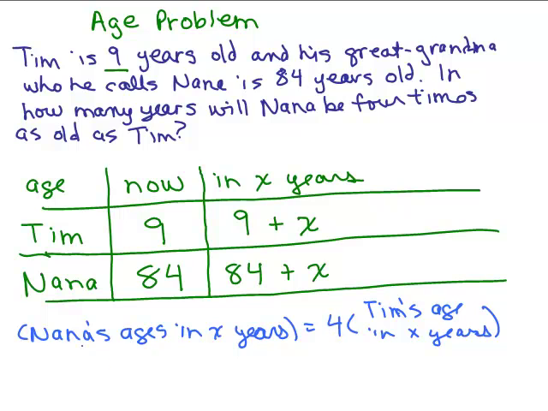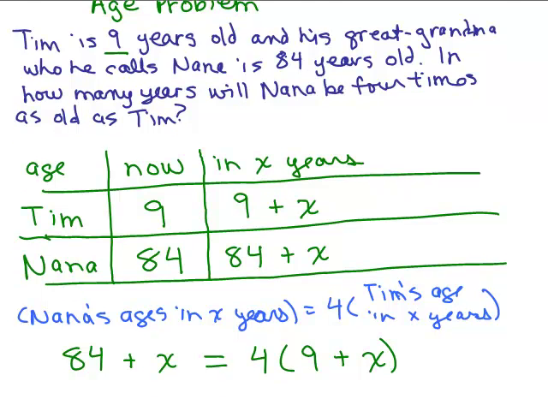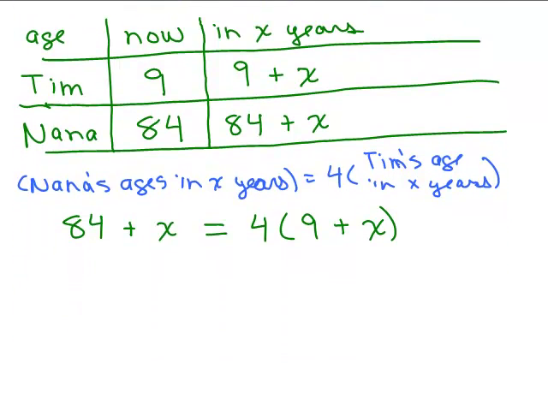All right, what is Nana's age in X years? I have to look and see from this chart, it tells me how old she is in X years. She is 84 plus X. So that's Nana's age in X years. And that's the same thing as 4 times whatever Tim's age will be at that time. And how old will Tim be in X years? 9 plus X. And that's our equation. All right.